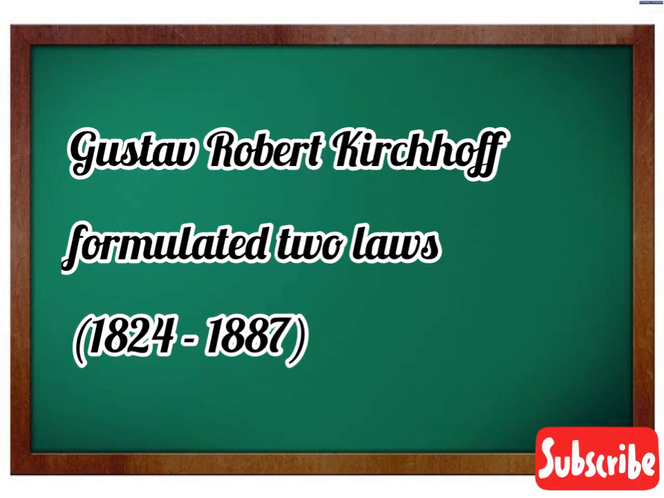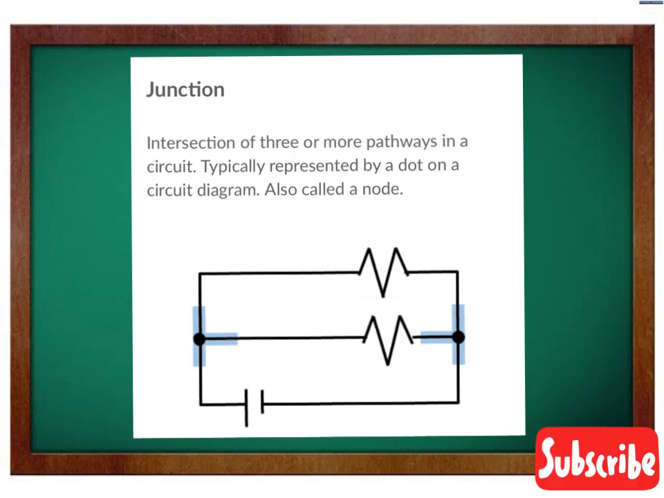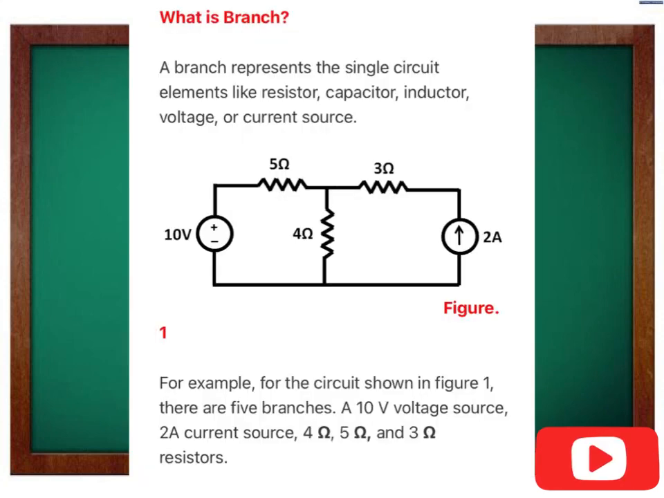Before learning these two laws, you should know some basic concepts regarding the circuit, that is junction, loop or mesh, branch and node. Let's see one by one. What is a junction? A junction is any point in an electrical circuit where two or more conductors or wires meet or join together. You can have a look at the diagram where a junction is shown, where two or more branches are made together at a point.